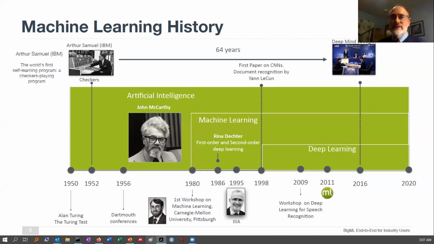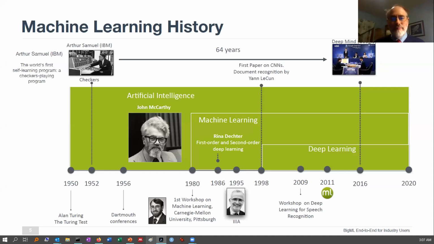I would date the start of machine learning as a field to 1980, when we held the first machine learning workshop at Carnegie Mellon University. And I attended that as a graduate student. I was just in the second year of my master's program, and there were 30 people in that room, so it was a very small operation, much smaller than Data Science Nigeria this morning.